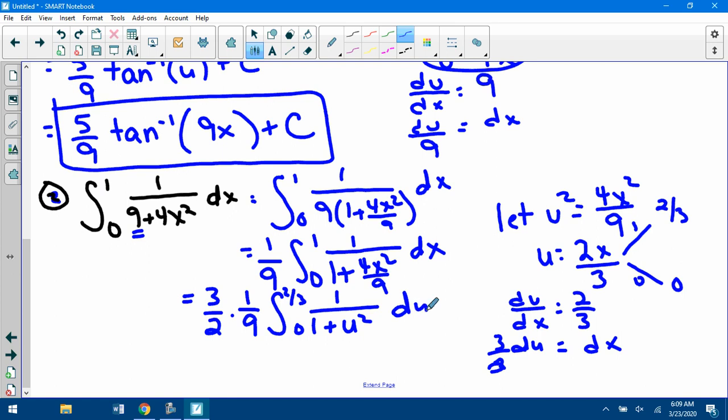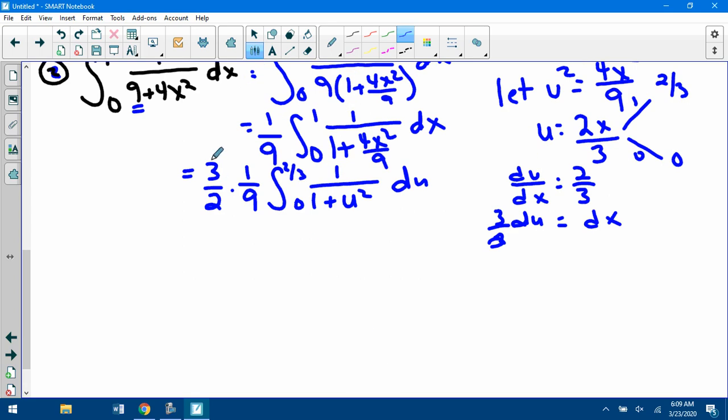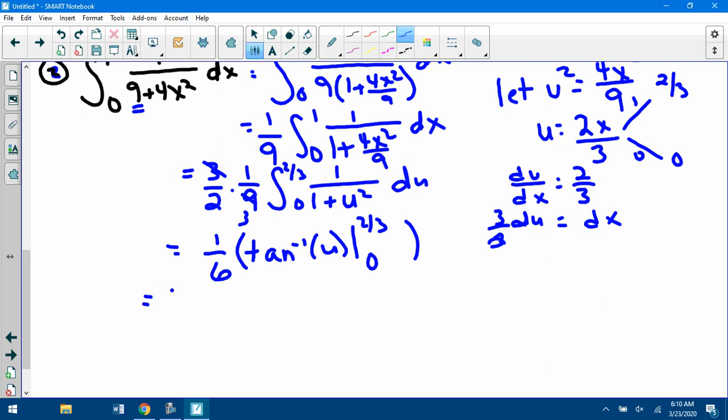Kind of a lot going on here. What's 3/2 times 1/9? Well, you can think of that canceling with that. We're going to have 1/6. The integral is going to turn into tan inverse of u, evaluated from 0 to 2/3. Again, let's leave that 1/6 out front. We'll deal with that at the end. Okay, so we've got 1/6 times tan inverse of 2/3 minus tan inverse of 0.